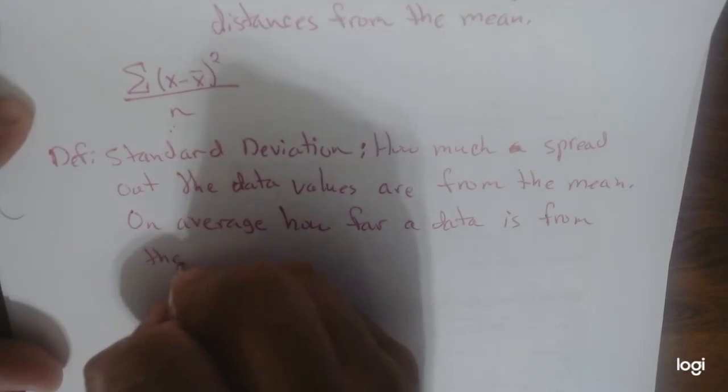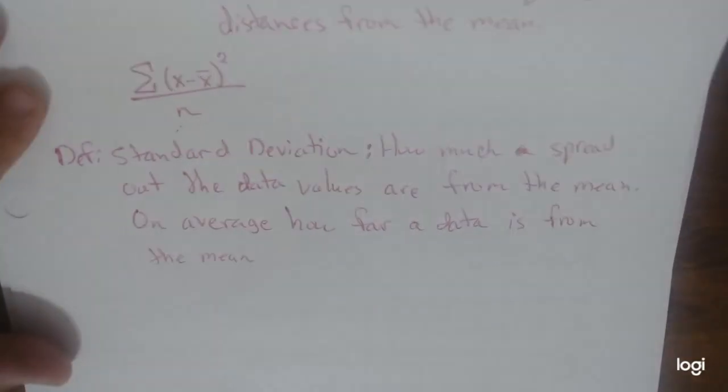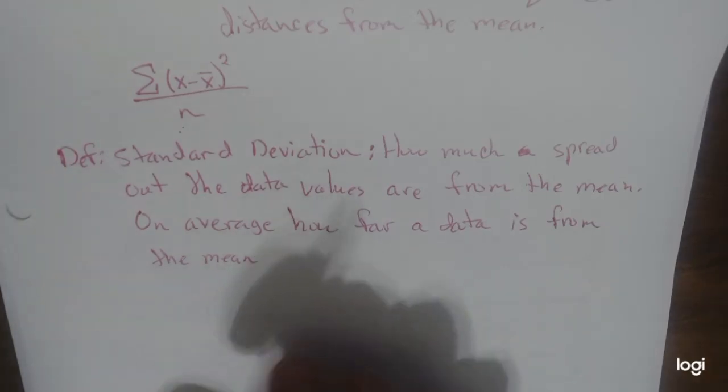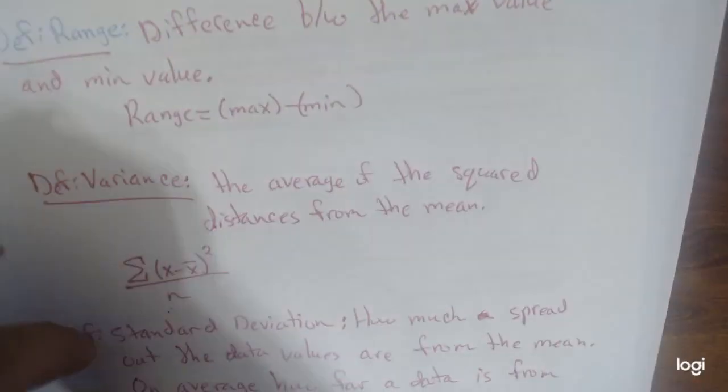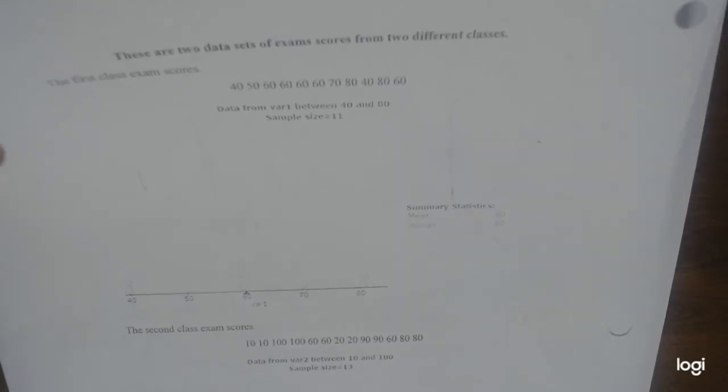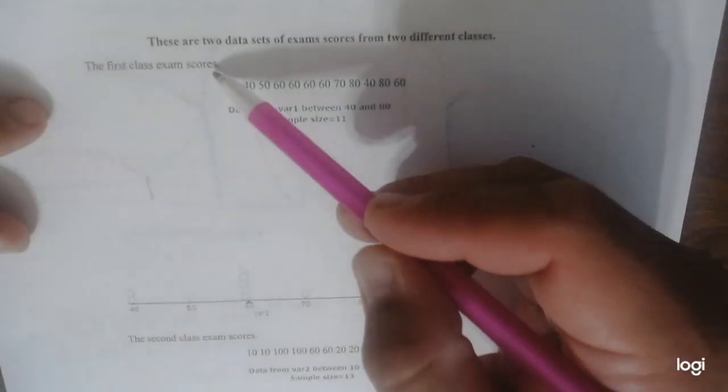Now what this means is we can find how far individual data values are from the mean, and then we can see, given a smaller or larger standard deviation, that it tells us a lot about the data set. Here's a little hint: the larger the standard deviation is, the more spread out the data values are. The smaller the standard deviation, the closer the data values are to each other. Looking back at our class examples, exam scores 1 and 2, now we can find the standard deviation.